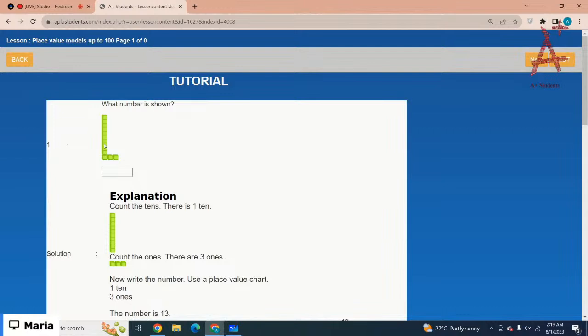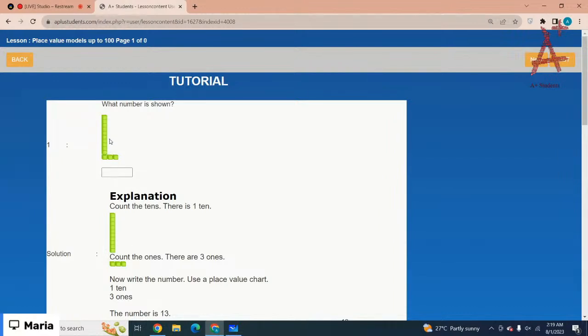The vertical one represents the 10. You can see here, count the tens. This vertical line represents 10. If you count the squares from here, 1, 2, 3, 4, 5, 6, 7, 8, 9, 10. The complete line means 10. You can count now 1, 2, 3. The other one represents 3.